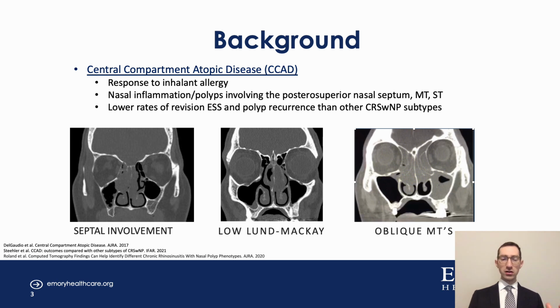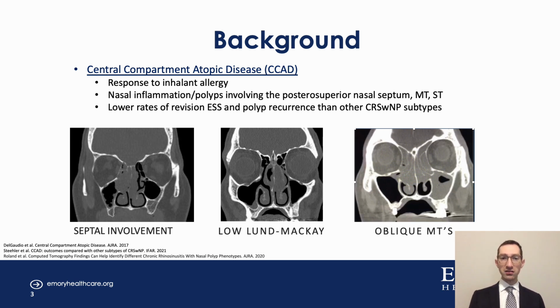These patients have nearly 100% sensitivity or response to inhalant allergy. And they have a very unique distribution of disease and inflammation that's different from other subtypes of CRS. These patients tend to have hallmark radiologic findings and distribution of their inflammation and polyps. As you can see here, they have involvement of the septum, the middle turbinate, and the superior turbinate, resulting in this central opacification and distribution of the inflammation.